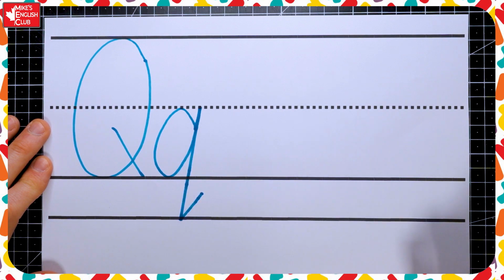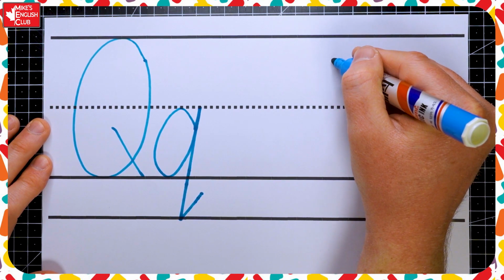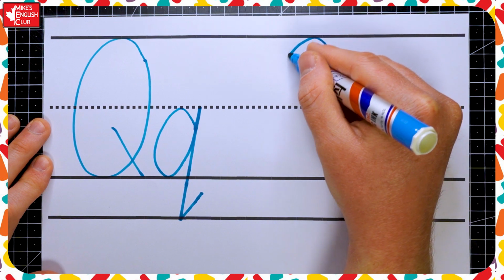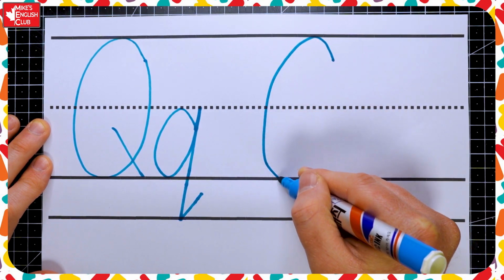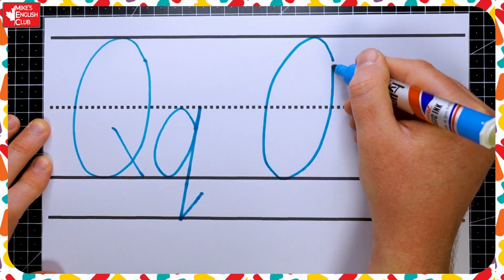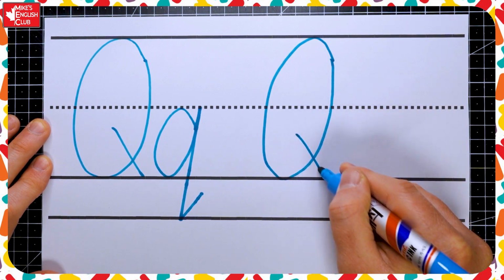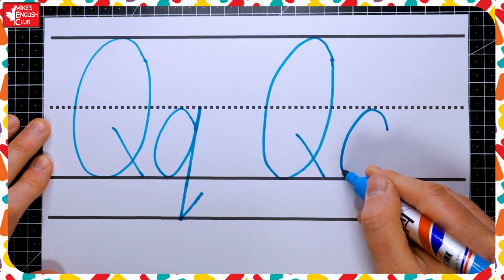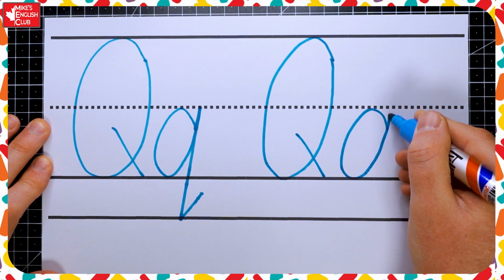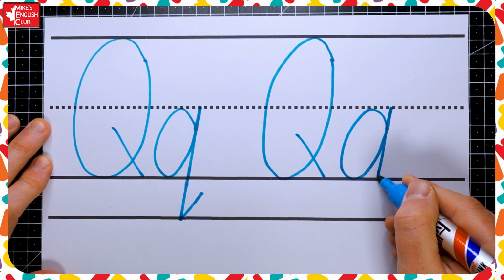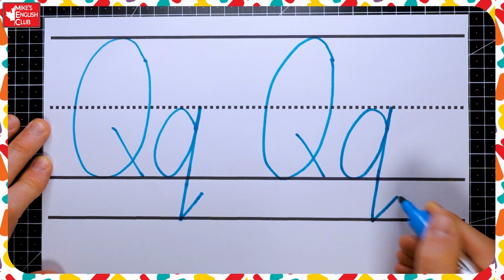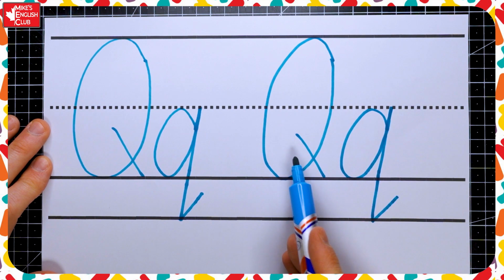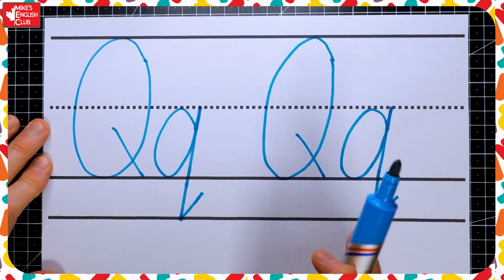Small q. One more time. Big Q. Top touch, around to the bottom, bottom touch, and one leg. Small q, middle touch, bottom touch, middle touch, bottom touch, and a tail. Big Q, small q, qua, qua, qua.